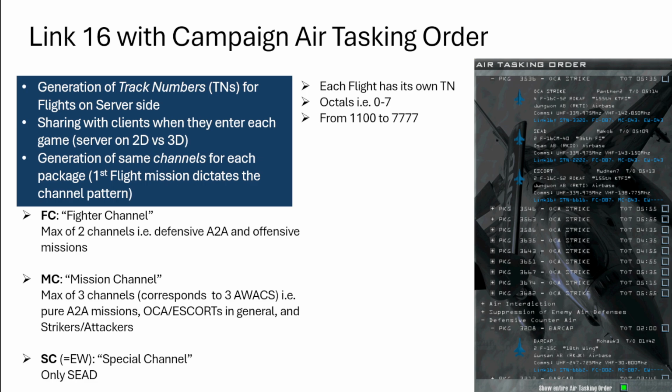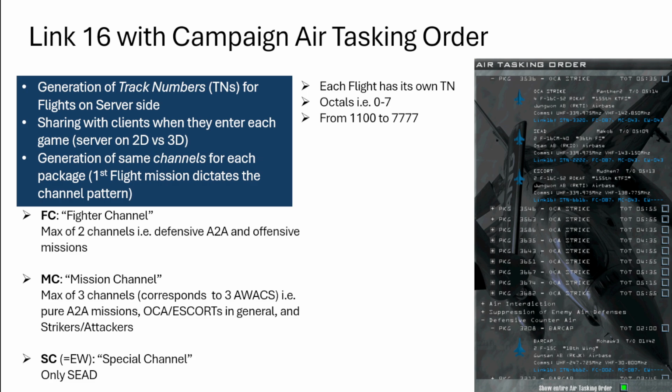So let's talk now about Link 16 with the campaign air tasking order. They're going to answer this question about the teams: the generation of track numbers. Remember that I told you at the beginning that in Link 16, when you send a PPLI, you send your ID, right? So the ID is called a track number. There is a kind of messed up nomenclature about what's a track number and a source track number.